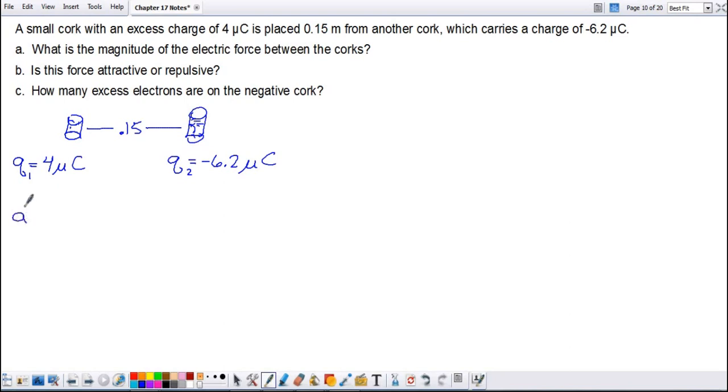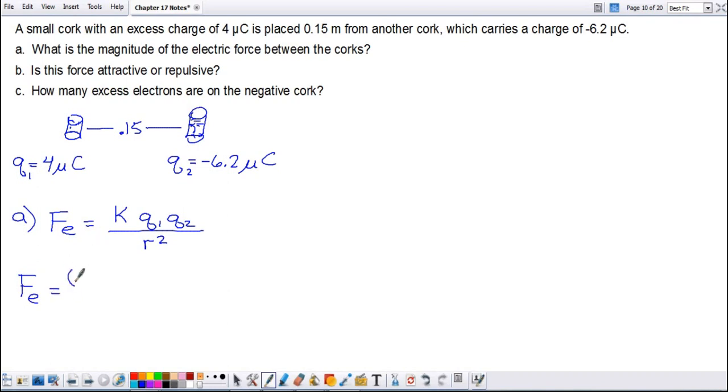Well, as part A, electric force is the symbol F with a little subscript E for electric. And we have an equation for that, Coulomb's law, which we take the constant times charge 1 times charge 2 divided by the distance between the two charges squared. So we can go ahead and start substituting in what we've got. We have to be a little careful when we go into this equation, though. We need to make sure that we are in the right units, okay? So our charges need to be in coulombs.